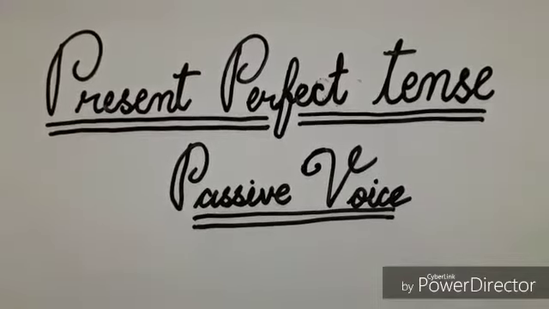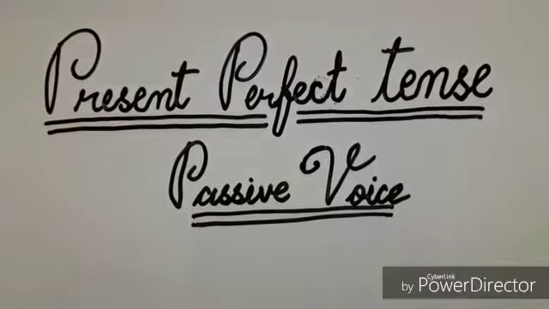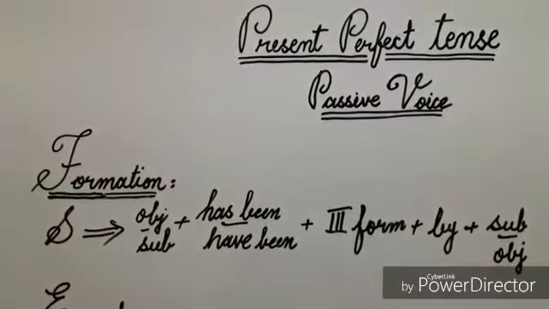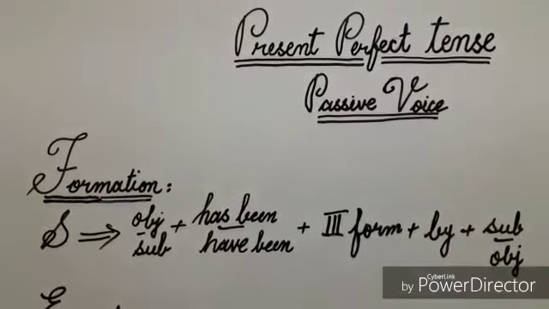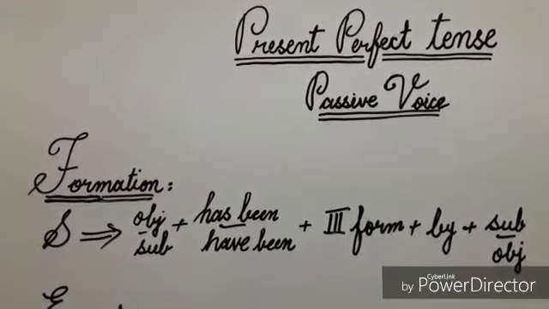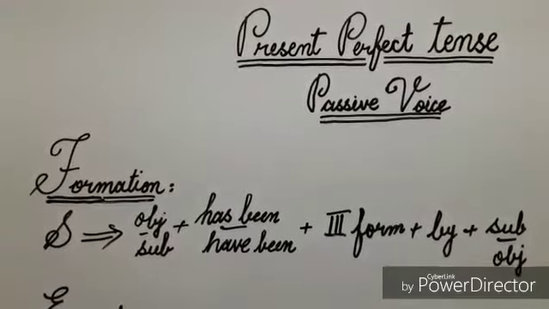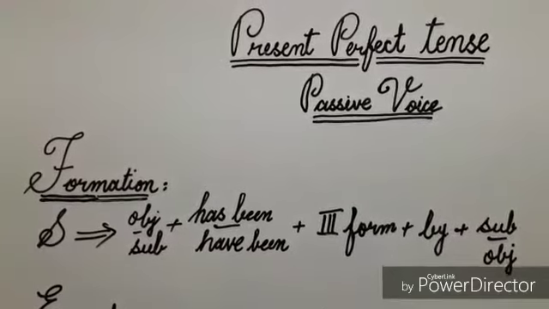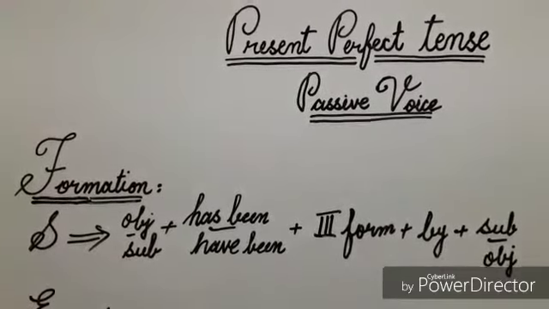Today's topic is how to make passive voice sentences of present perfect tense. Let's see formation. For simple sentences, formation is object in subjective condition, helping verb has been, have been, third form of verb, preposition by and subject in objective condition.